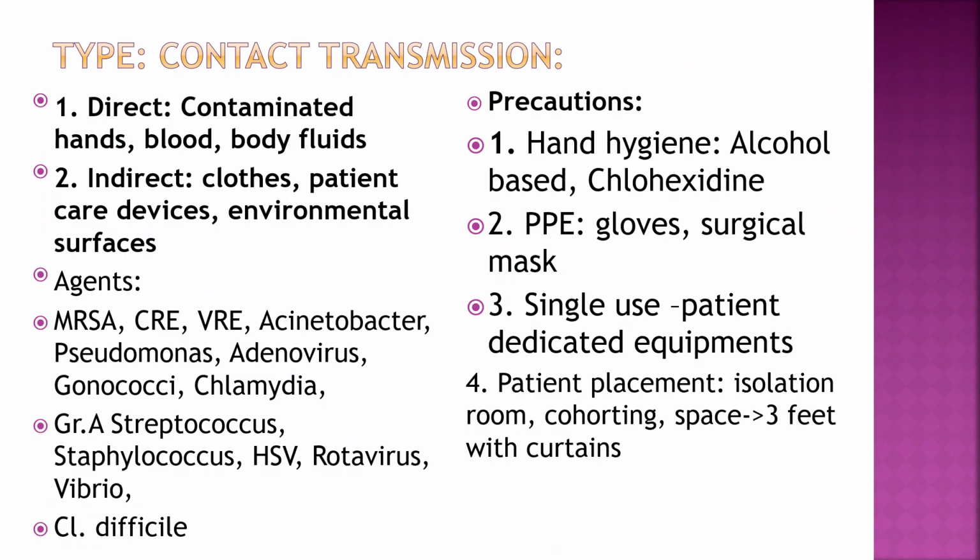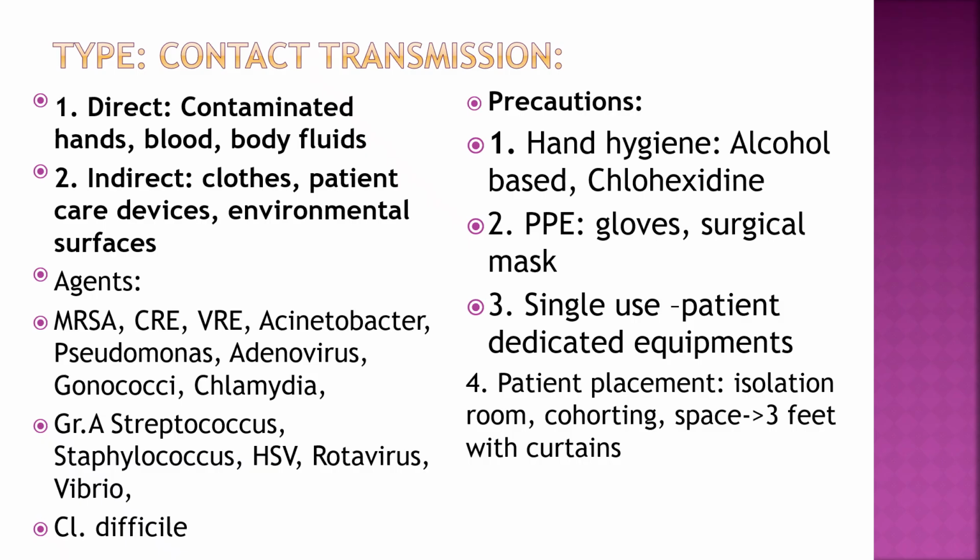So now we will see in detail. First one is contact transmission. It can be of two types, direct and indirect. Direct is through hands contaminated with blood and body fluids. Indirect is from clothes, patient care devices or environmental surfaces like the floor, the handle of the door, etc. The agents most commonly are methicillin resistant Staphylococcus aureus, Acinetobacter, Pseudomonas, adenovirus, chlamydia, group A streptococcus, staphylococcus, rotavirus, vibrio, Clostridium difficile.